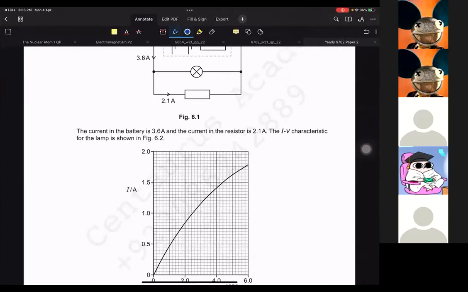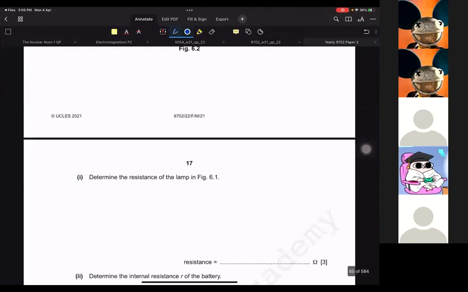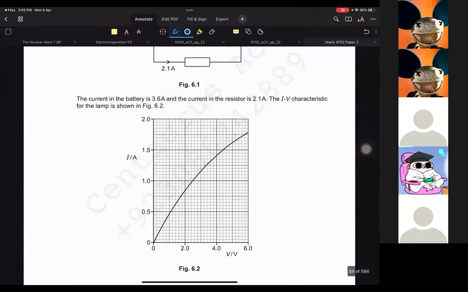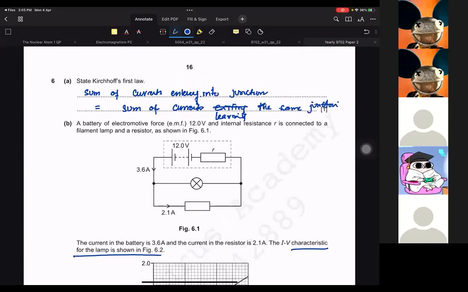Now, if you look at this, they have given you a graph, and then they say determine the resistance of the lamp in figure 1.6.1. So they have given you the characteristic graph of the lamp already. If you look at it, there is 2.1 current going here. This is entering. So here the current is going to be 3.6 entering, and then this should be X plus 2.1. So X is going to be, I think, 1.5, right? Ampere. So that should be 1.5.